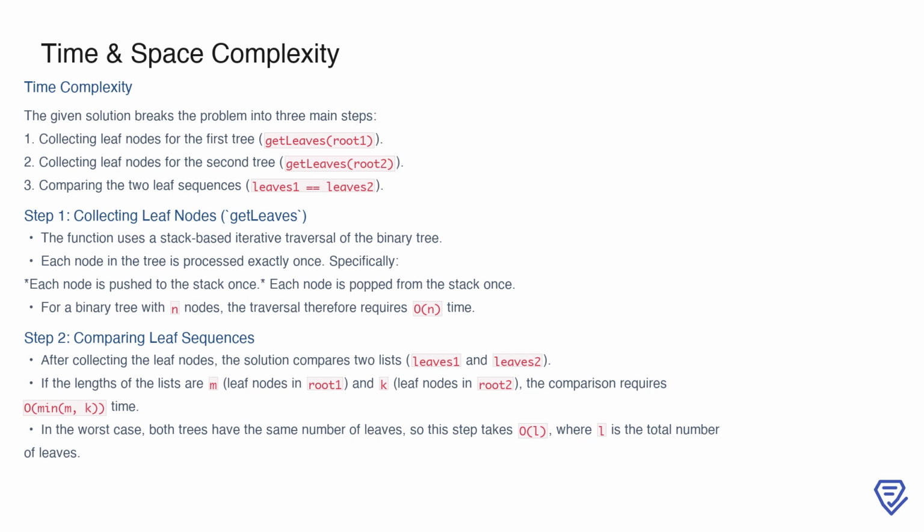Next, we repeat the same process for the second tree, which also requires O(n) time if the tree has n nodes. Finally, we compare the two lists of leaf nodes. If the first tree has m leaf nodes and the second has k, the comparison takes min(m, k) time. In the worst-case scenario, where both trees have the same number of leaves, this step takes O(L), where L is the total number of leaves across both trees.